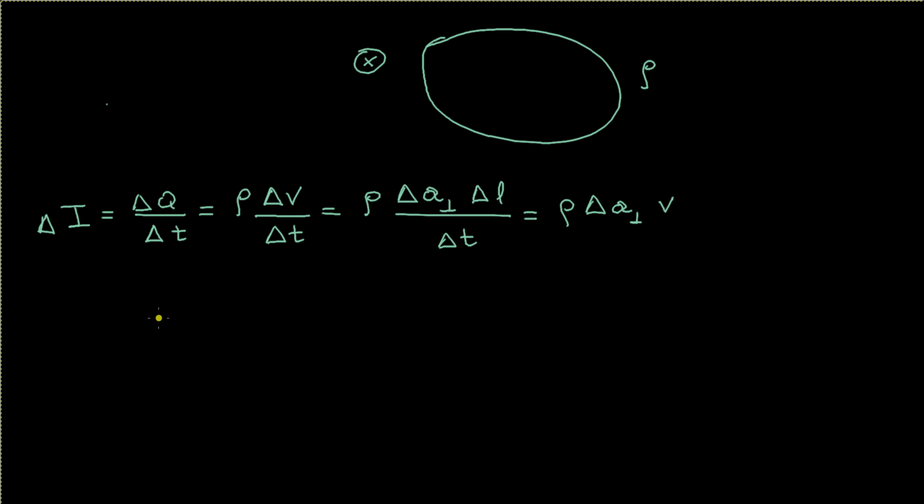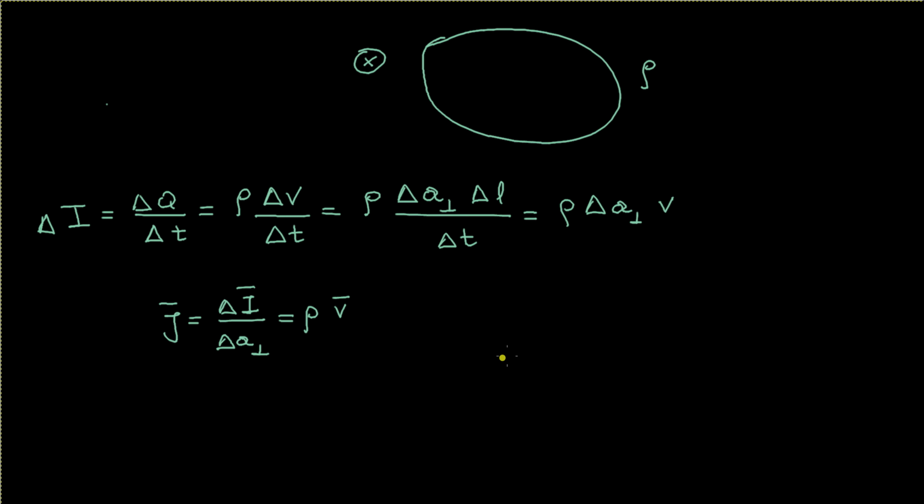And similarly with the 2 dimensions, we define in 3 dimensions the volume current density J, which will be delta I over delta A perpendicular. This will be the volume charge density times the velocity v.